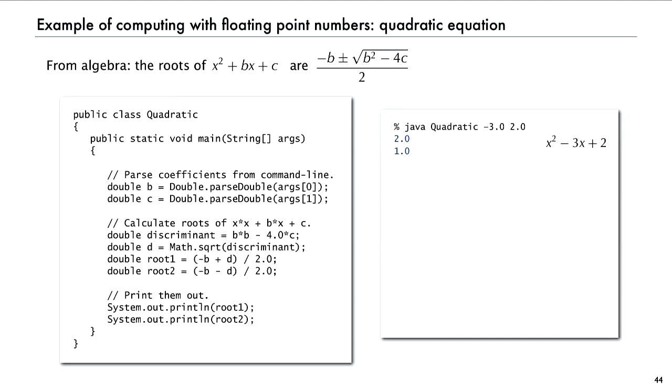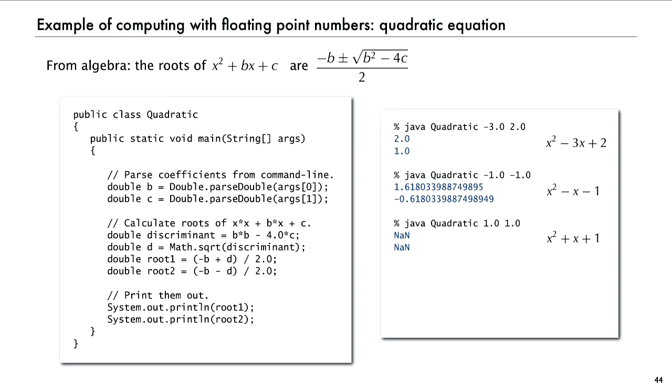Roots of x squared minus 3x plus 2 are 2 and 1. That factors into x minus 2, x minus 1, as you remember from grade school. So this is x squared minus x minus 1, and one of the roots of that is the golden ratio. X squared plus x plus 1, roots are complex, so we get not a number. And if we type something that's not a double, I want to know the roots of x squared plus x minus hello, that's not a number, and I get a runtime error saying it's not a number.